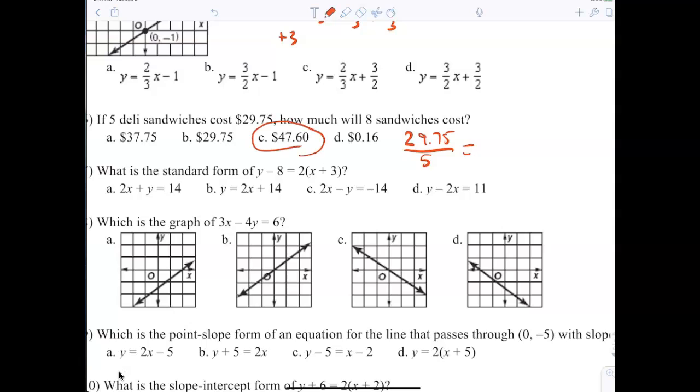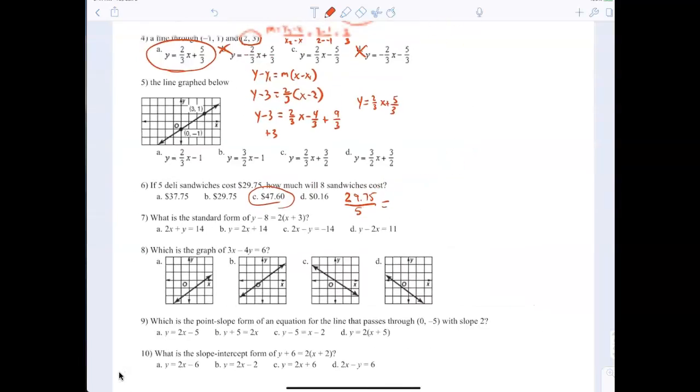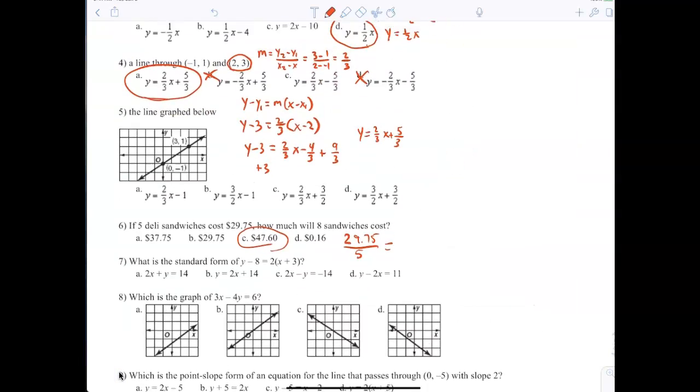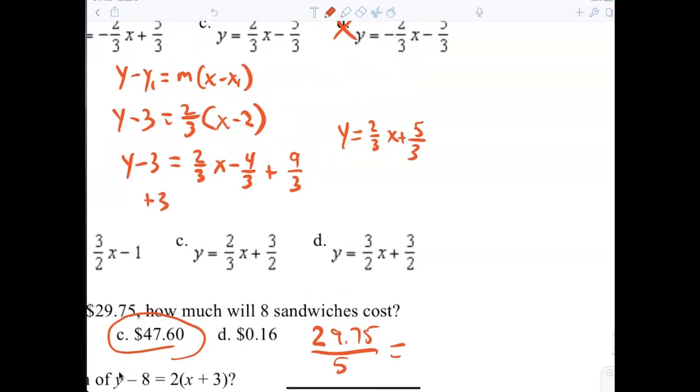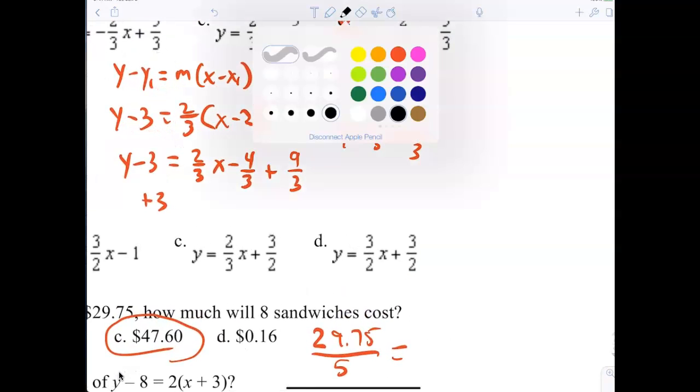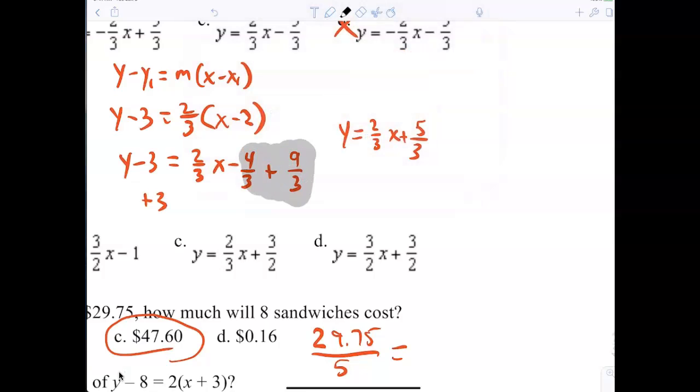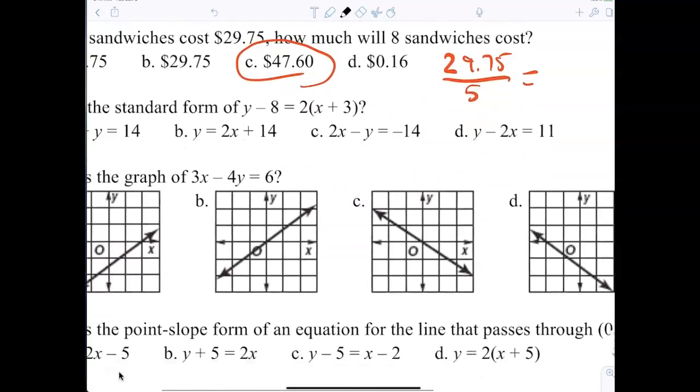Yes, sir. I have a question on the board. How did you go from 9/3 to 5/3? Because look right here: 9/3 minus 4/3. See it? Yeah. Okie doke. Here we go.